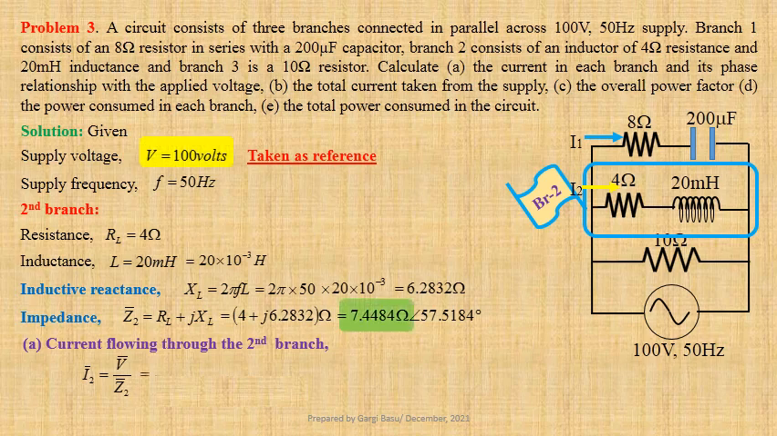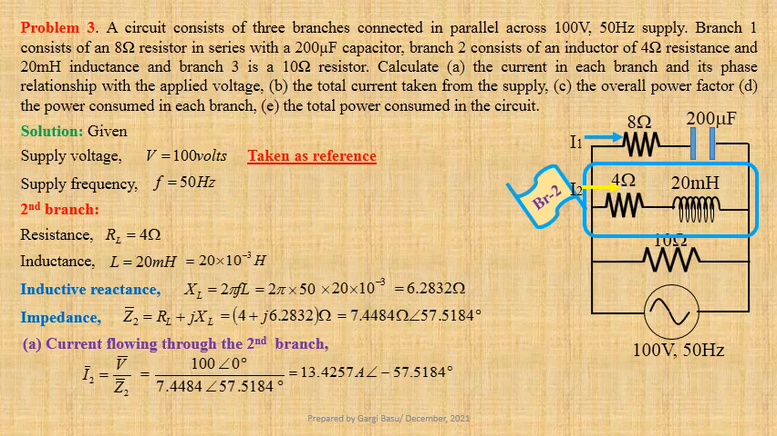Current flowing through the second branch, I2 equals V divided by Z2. Using values we get 100 at an angle 0 degree divided by 7.4484 at an angle 57.5184 degree. That gives us 13.4257 ampere at an angle minus 57.5184 degree.